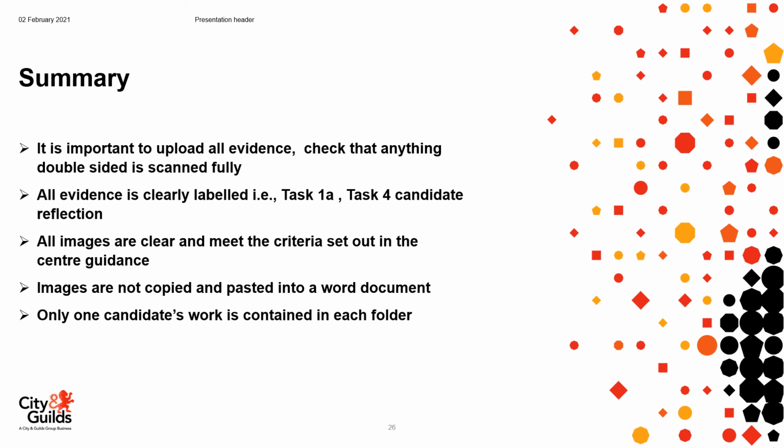All the evidence that has been uploaded should be clearly labelled, i.e. Task 1A, 1B, evidence for the knowledge assessment. The photographic evidence is clearly labelled. The candidate reflection document is labelled. All images are clear and meet the criteria set out in the Centre Document Handbook. And as mentioned earlier, additional evidence can be uploaded as long as it helps to give rationales to your assessment decision. Images are not copied and pasted in a Word document. It's important that they can be expanded and viewed by the moderator. And only one candidate's work to be contained in each folder. It's good practice to scan every learner's evidence and upload that before doing another one.